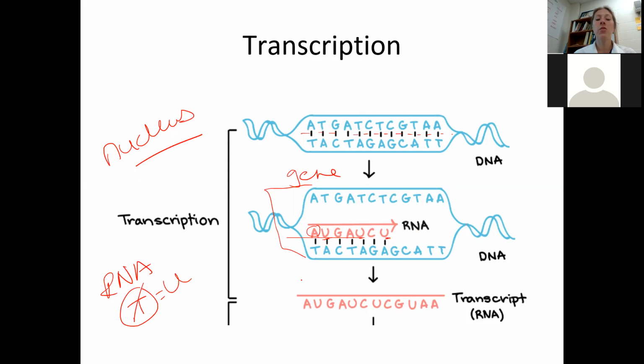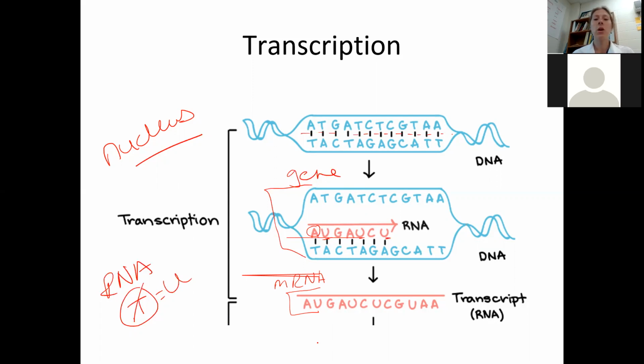Once that RNA is created, this is messenger RNA because its job is to send the message, the code from the DNA out to the ribosome. So it's going to take that and leave the nucleus and head out to the ribosome.